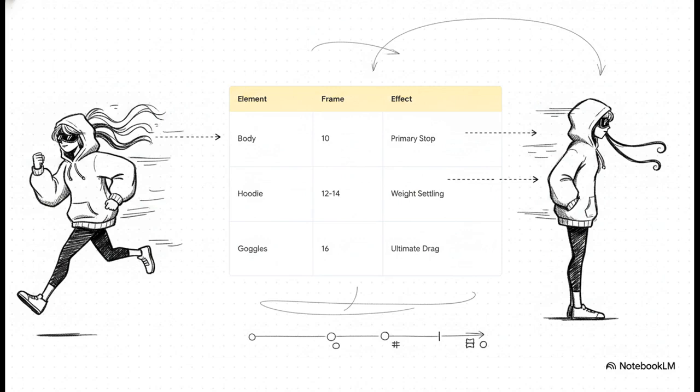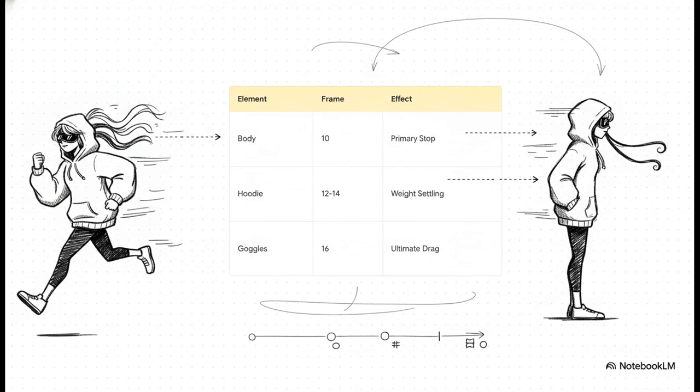Now, what's really interesting about this slide is how we can map out this exact sequence of physics mathematically. Look at this breakdown when Ava abruptly stops her run. Her primary body stops right at frame 10. But the motion doesn't end there. Her oversized hoodie and her hair strands continue moving forward, settling sequentially on frames 12 to 14. That is the weight settling.